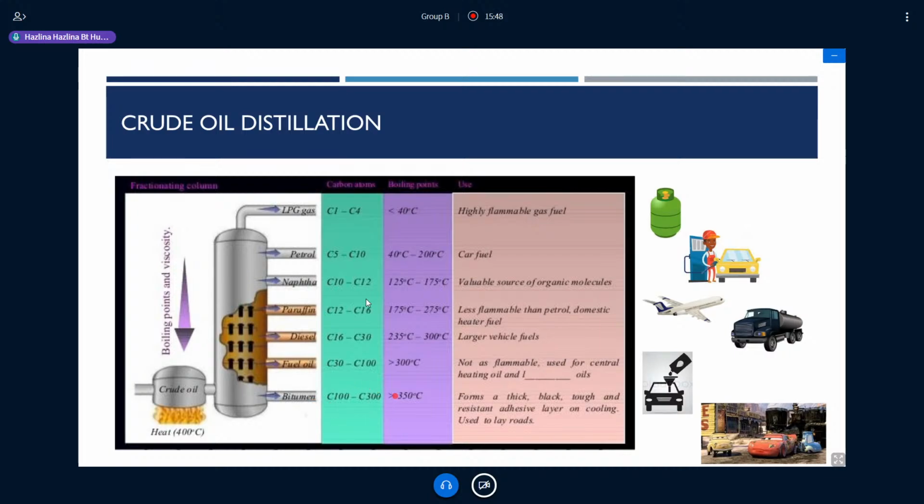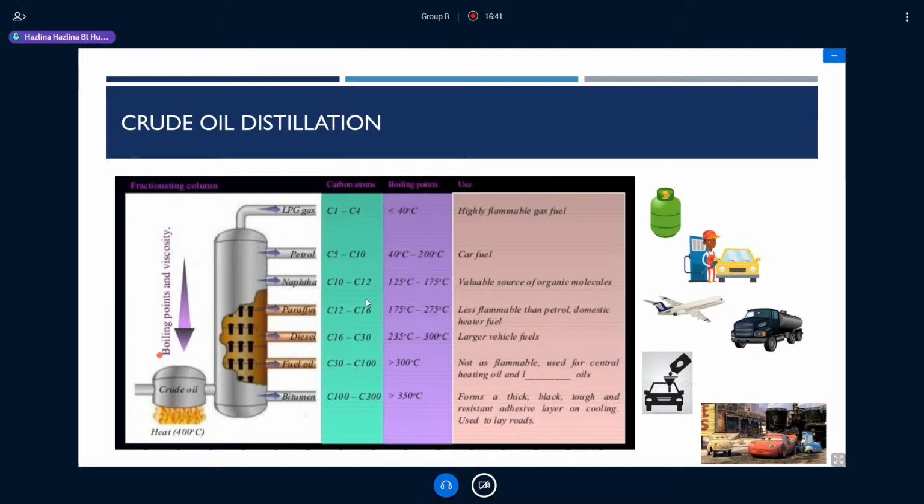However, for heavy compounds, here you can see a compound that probably contains a carbon content of more than 100. You can see that they are very heavy. So even though they are in vapor form in the first place, they cannot sustain long in the vapor or gas form. So you can see that at the bottom of this column, they quickly turn into liquid. So that's why you can see here, it forms a thick, black, tough, and resistant adhesive layer. Basically, they are already in liquid form. Okay. So this process is also known as the distillation process, and it is one of the downstream processes.